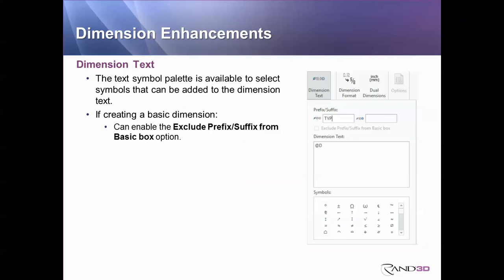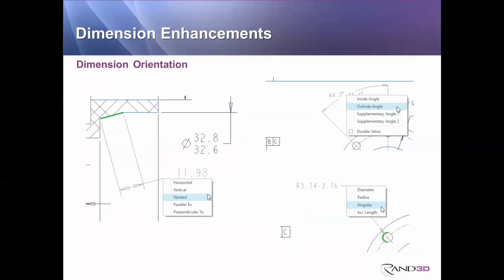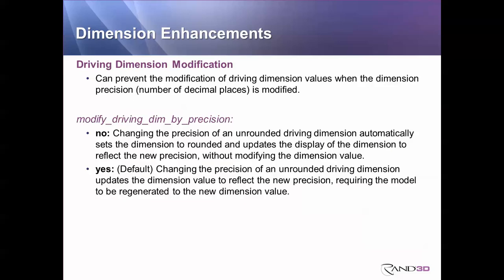And as far as dimension text goes, there's a text symbol palette available now with the process for adding that to your dimension text. And you do have the ability to change the orientation a lot more cleanly through right click. You don't have to go through that menu as with past versions of the software. And you can prevent the modification of driving dimension values when the dimension precision is edited using this configuration option, modify driving dim by precision.